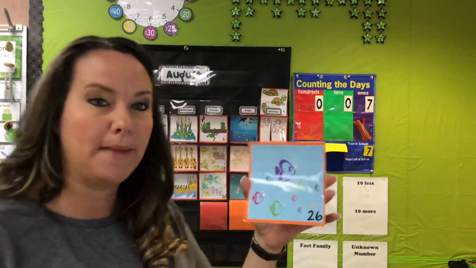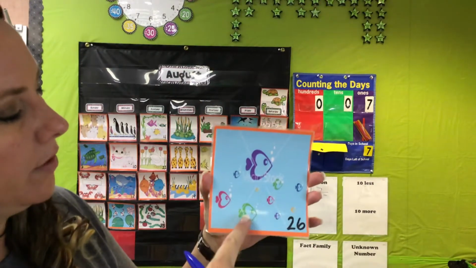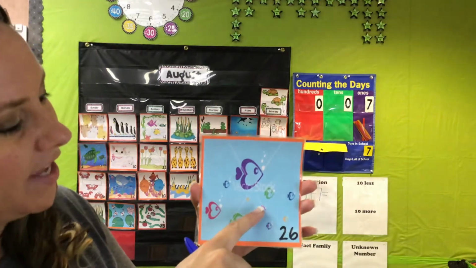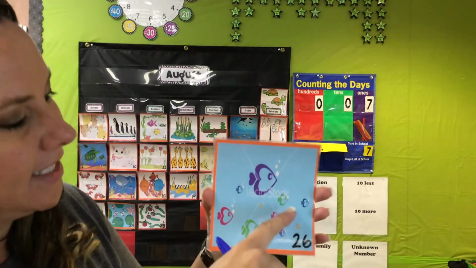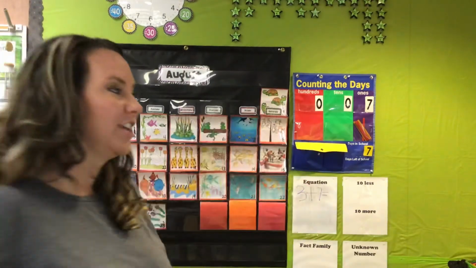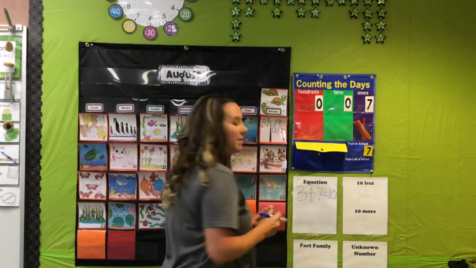Let's count them all together. Will you help count with me? I'm going to count the big ones first. 1, 2, 3. Keep counting. 4, 5, 6, 7, 8, 9, 10. We have 10 heart fish swimming in the ocean. 3 plus 7 equals 10.